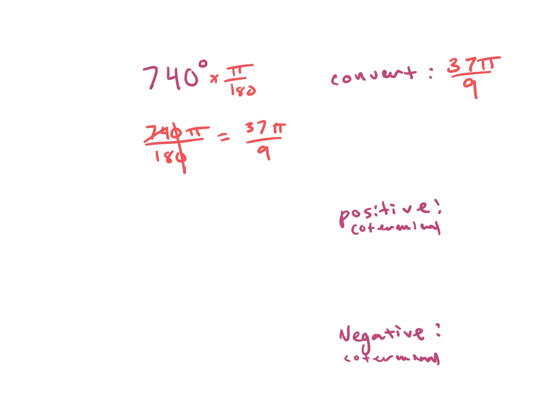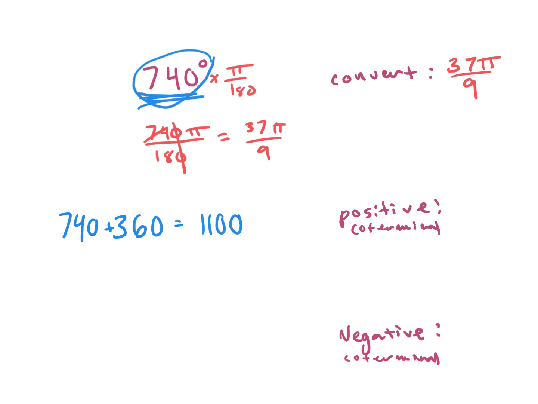Now to find the positive coterminal angle, what should I do? Add 2 pi. Am I in radians or degrees here? Degrees, with the original question. Okay, well, you would add 360, so 740 plus 360 would be 1100 degrees. And then you have to subtract 360 for the other one. So 740 minus 360 to find the negative coterminal angle.